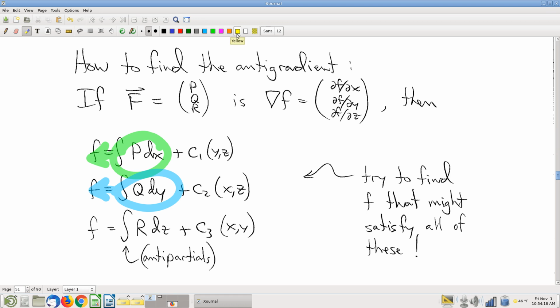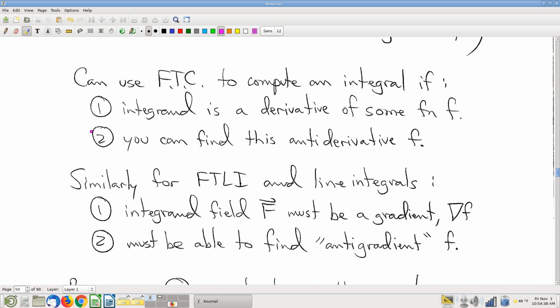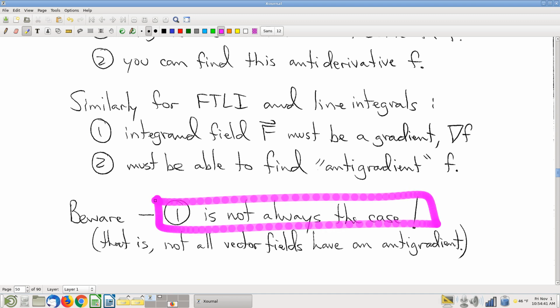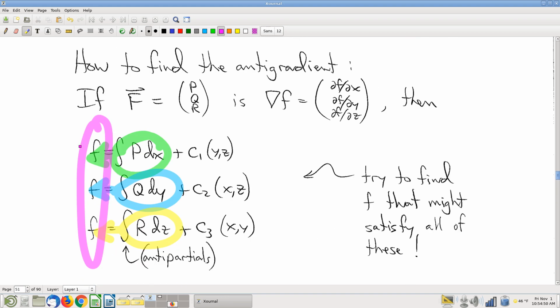But even worse, f has to equal all three of these things. If these three things are irreconcilably different, then f needs to be two different things at the same time. It's not possible. And this is the problem that I was referring to here. This is simply not always the case. Not every vector field has an anti-gradient. Sometimes it just doesn't work. So that's the bad news.